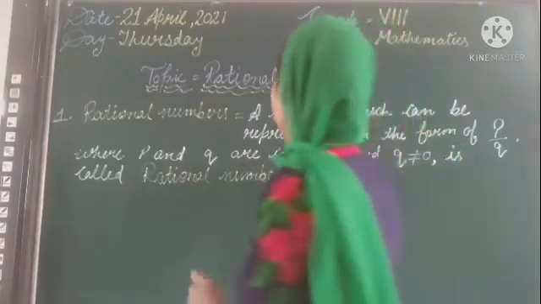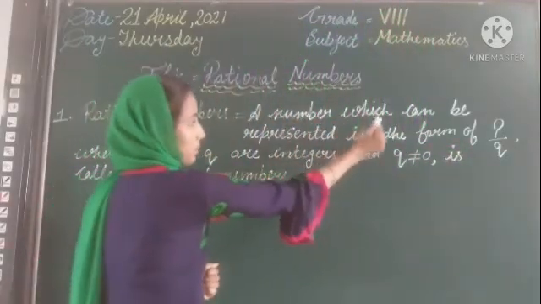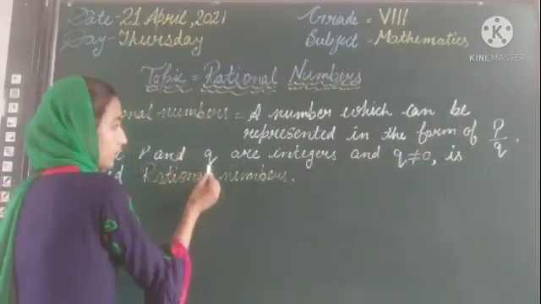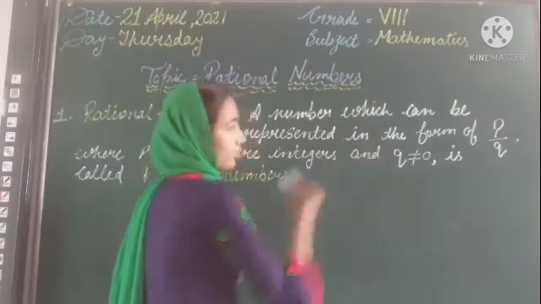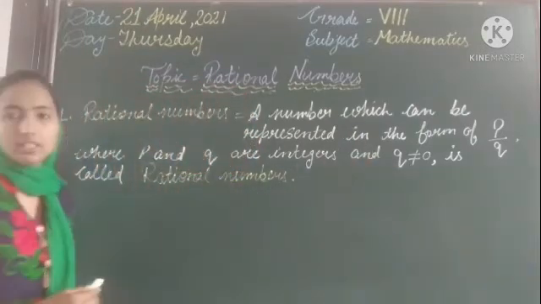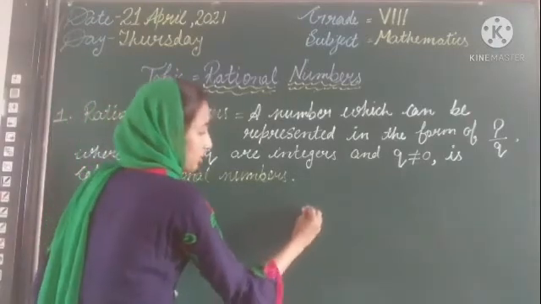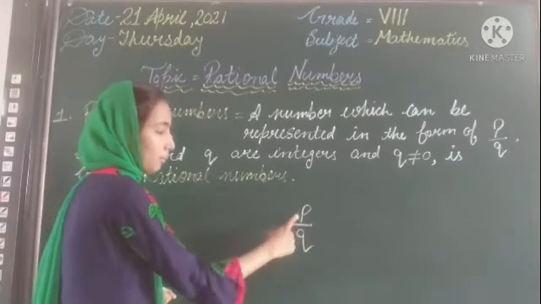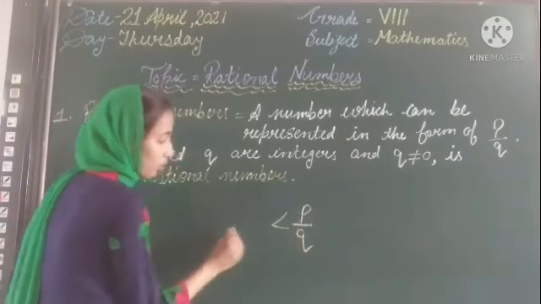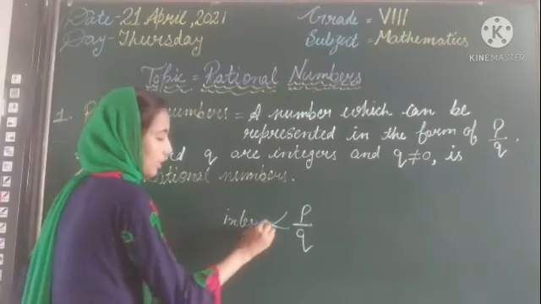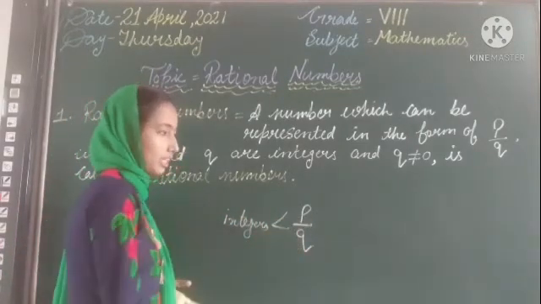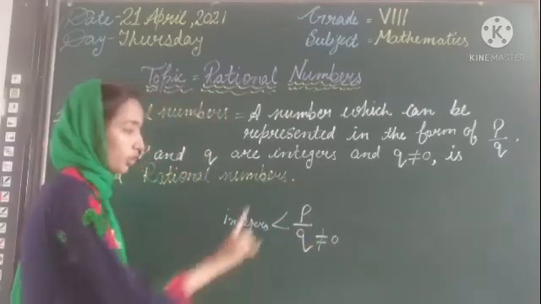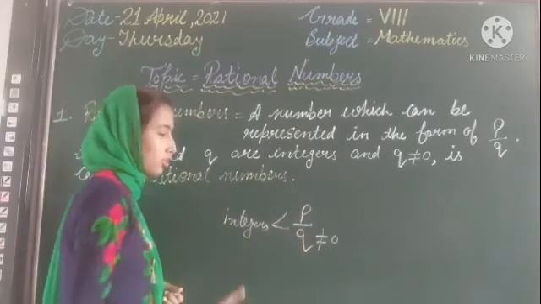So let's start. Rational numbers are numbers which can be represented in the form of P over Q, where P and Q are integers and Q is not equal to 0. How can we write a number which can be represented in the form of P over Q? This is the general form of a rational number, P over Q, where P and Q both are integers. It means this value might be positive, might be negative, might be 0, but the most important point is that Q will not equal 0. P can be 0, but Q will not equal 0.